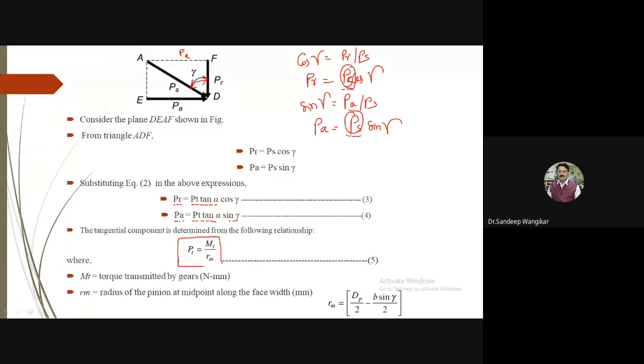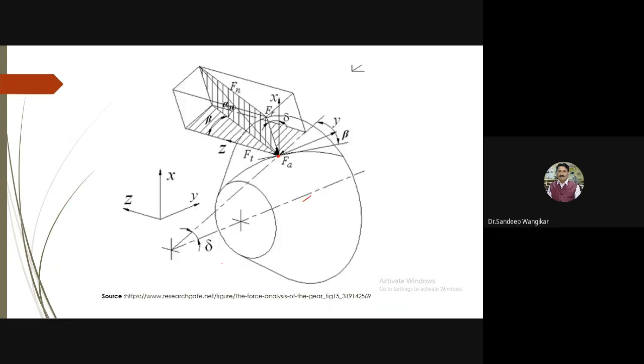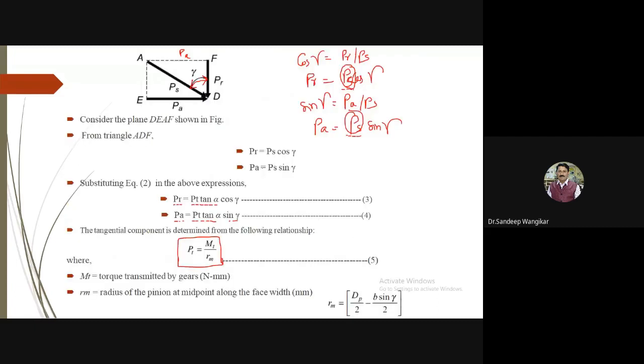So I can say here the tangential component can be determined by using the relation PT is equal to MT by RM. RM is the radius at midpoint. We have considered the force analysis at a particular point. If you refer to this diagram, it is neither at the smaller end nor at the larger end, it is at the midpoint. Therefore, RM is the radius at this particular midpoint. So we will calculate PT by using MT divided by RM, where RM is the radius of the pinion at midpoint.